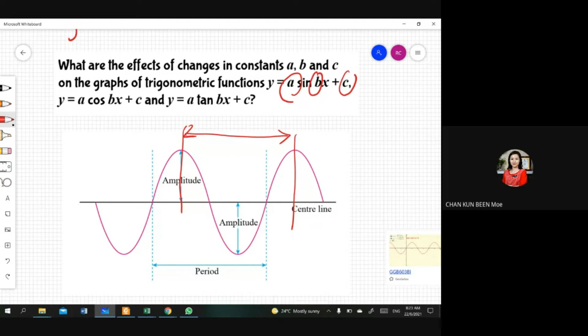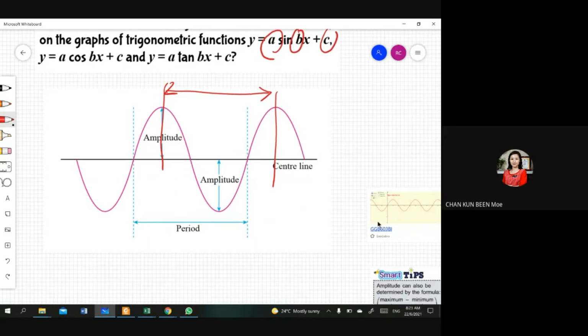Same goes with the tangent graph. Tangent graph is half of it, okay? But you don't have to worry. We are going to enter into that later on. We will see what that means. So let's look at the difference when A, B, and C have values applied to the graph.